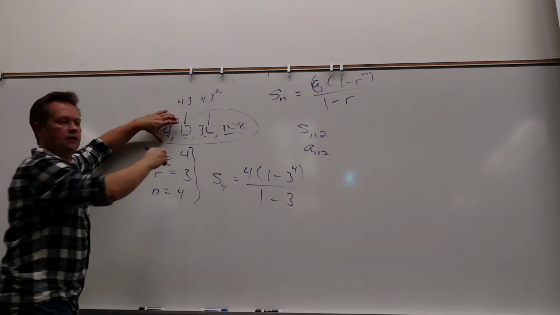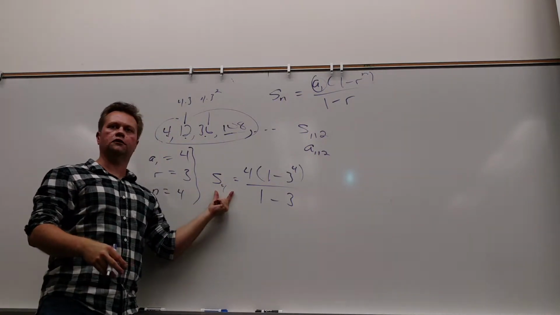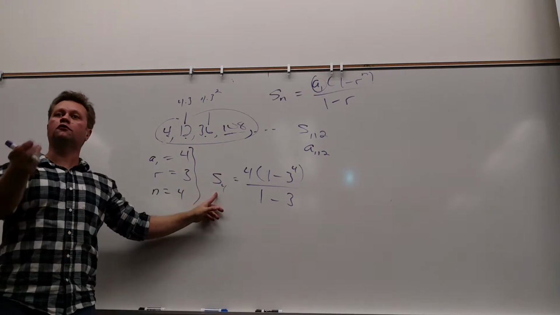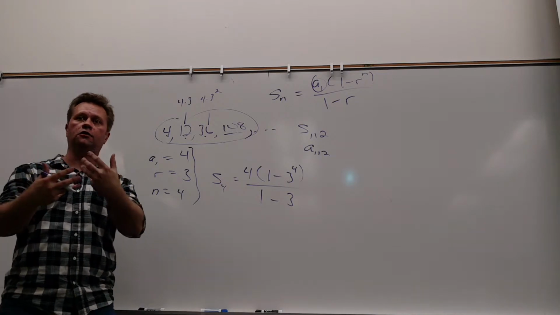So the sequence exists, right? The sequence keeps going forever. The question would say, find the sum of the first 4. Right? And I just said, here's the first 4. Let's just use a formula to find the sum, and then we can add them up and see if they're the same. If they're not the same, we did something wrong.